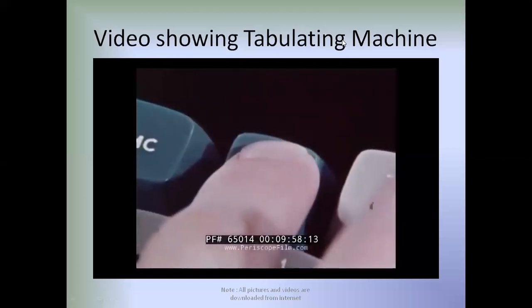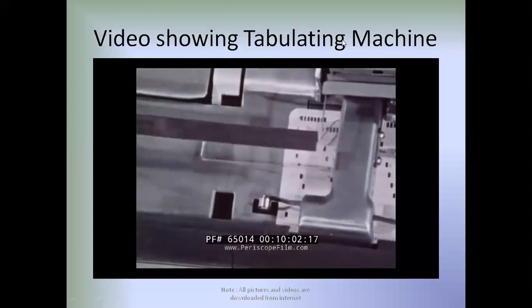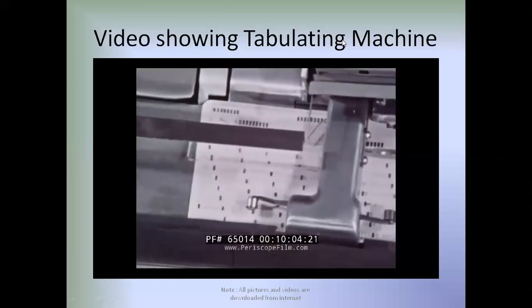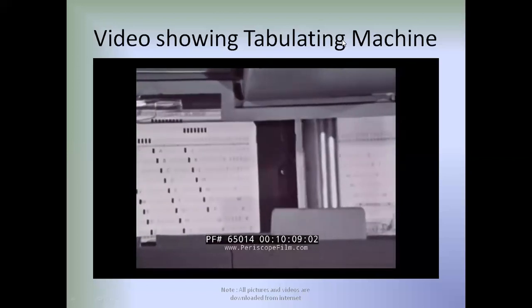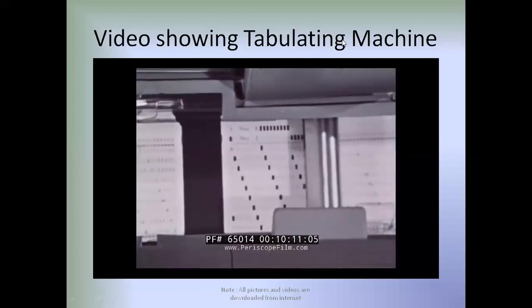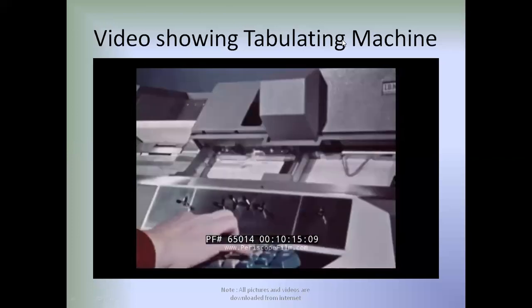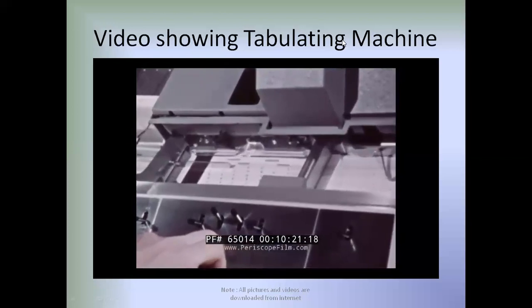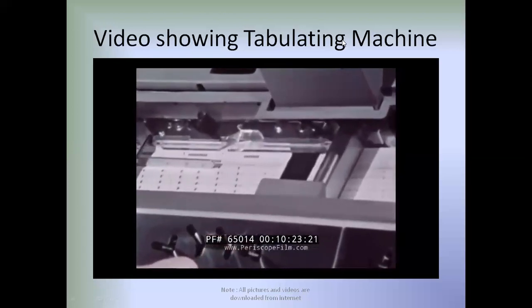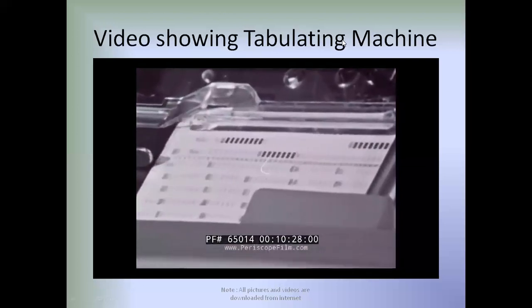The duplicating key is the key pressed when the operator wants to duplicate the punching from the reading station, as it coincides with the same column at the punching station. It activates the reading station and combines it with the punching station. In other words, it is possible to duplicate complete cards one after another by pressing this key. Later, we will see that there is an even more efficient method of duplicating large numbers of cards.